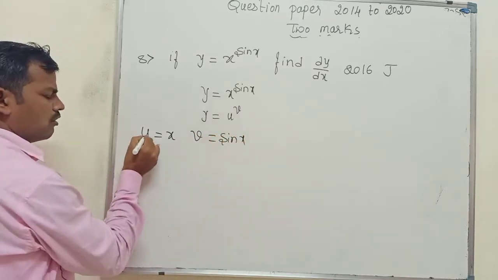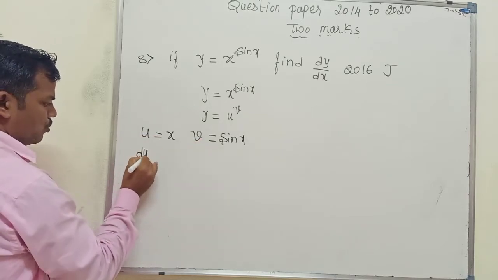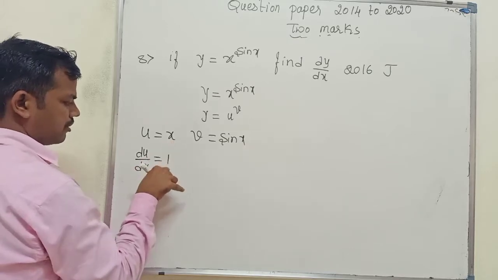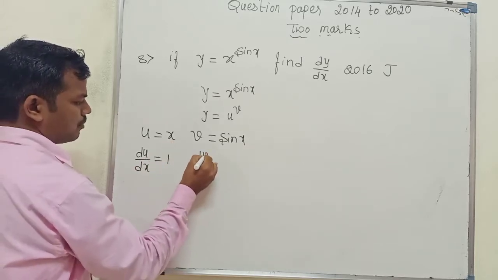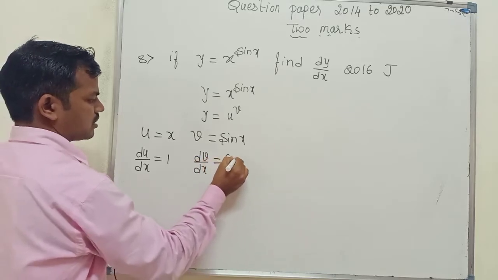Then we will find out the derivatives. Find the derivative of u: du by dx is equal to 1, the derivative of x is 1. dv by dx: the derivative of v is cos x.